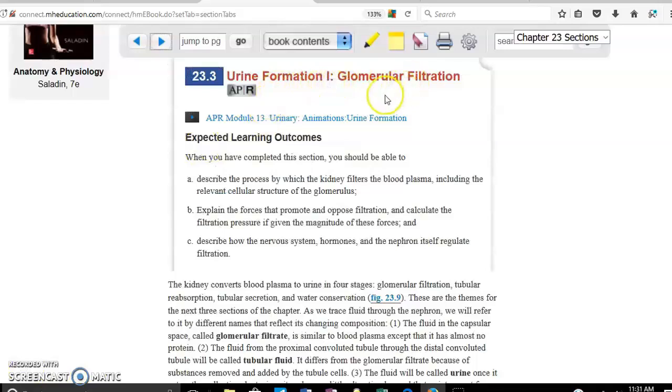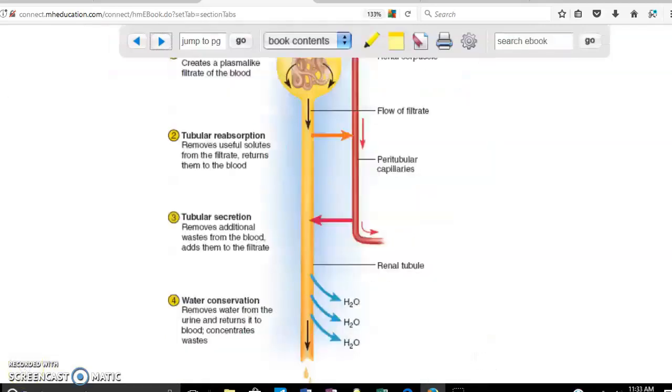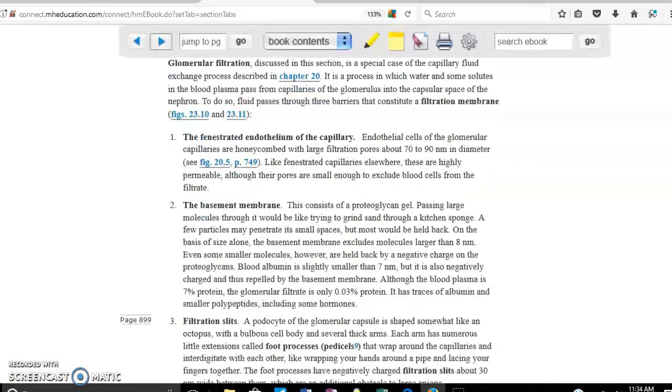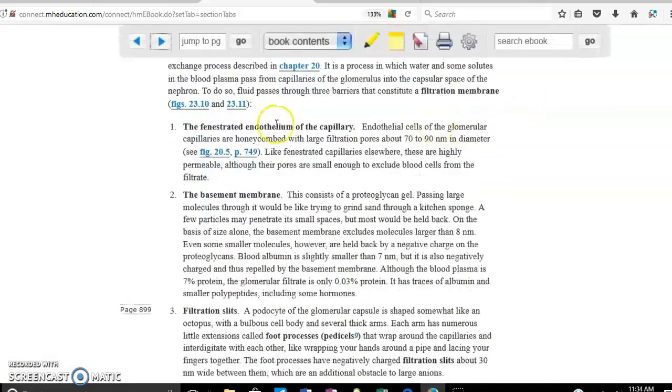Filtration is not the only thing necessary in order to form urine. As you can see here, it says the urine is formed in 4 different stages: glomerular filtration, tubular reabsorption, secretion, and water conservation. So the first part that we're going to see is glomerular filtration. If we scroll down, we can see that we have a filtration membrane. We need a filtration membrane so we can actually filter these things. That's going to be the walls of the capillary where the fenestrations are, the basement membrane, and the filtration slits.